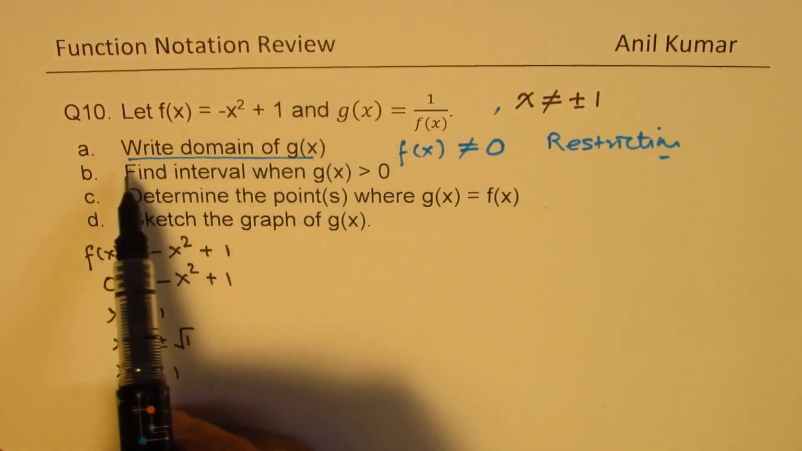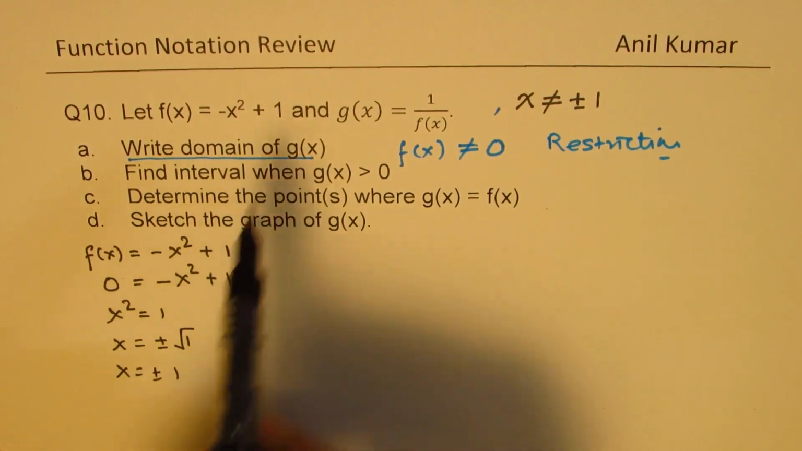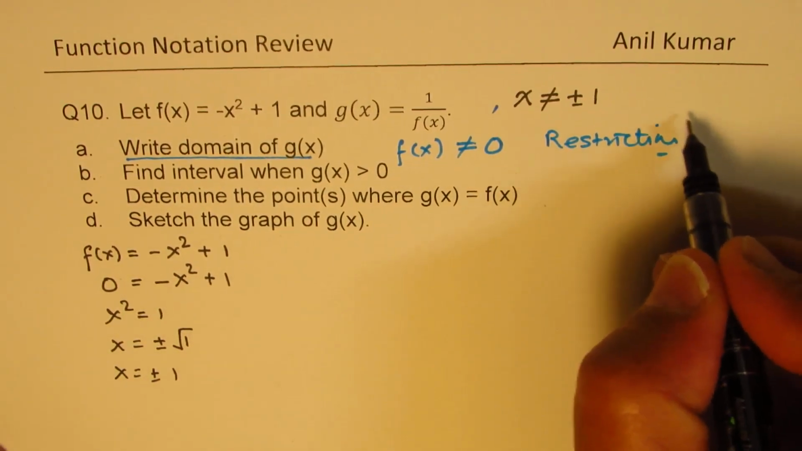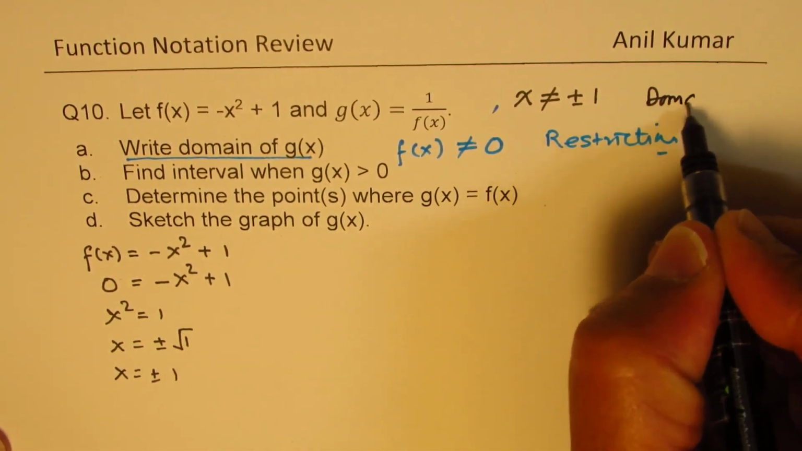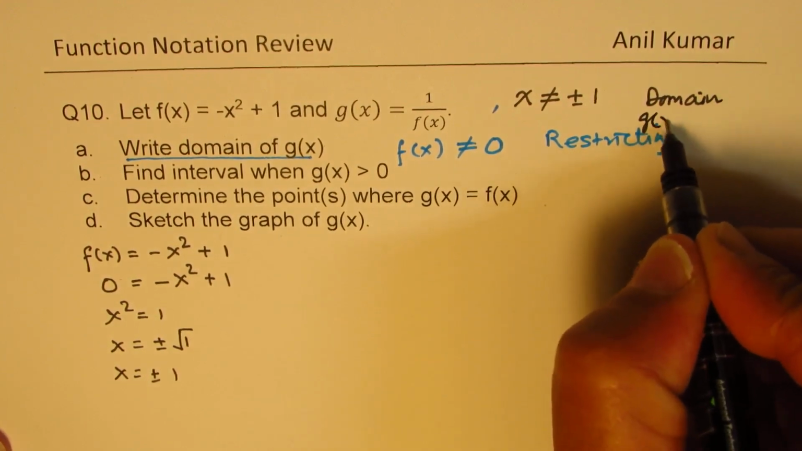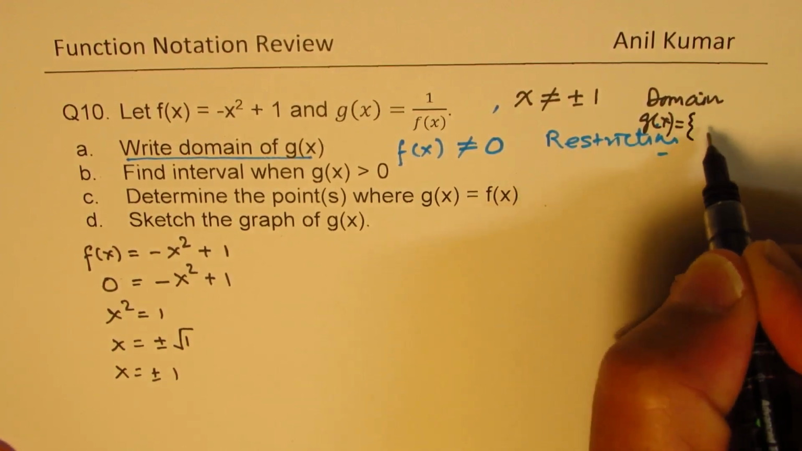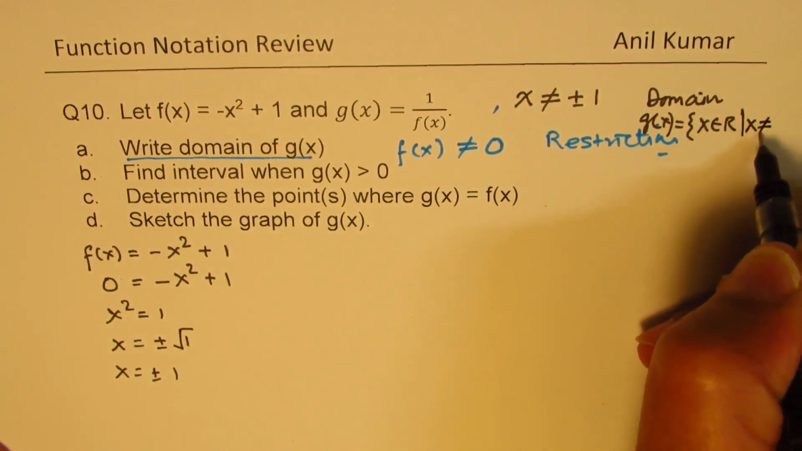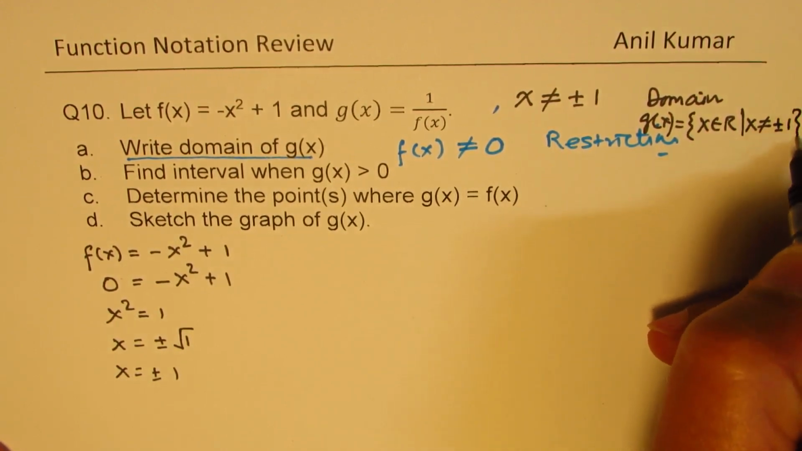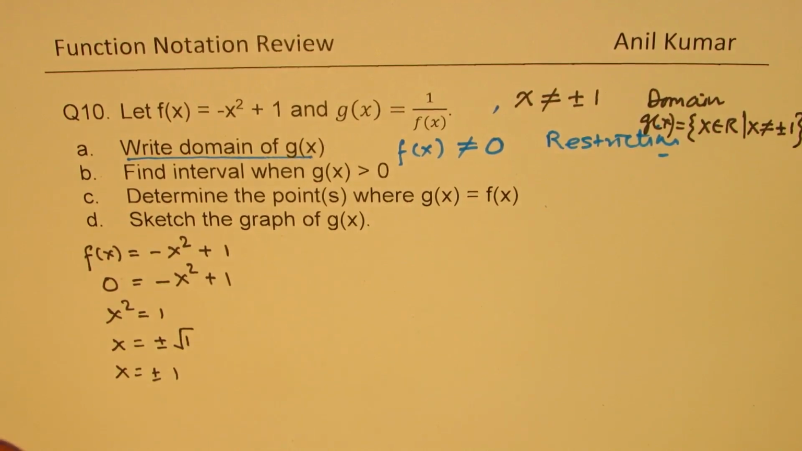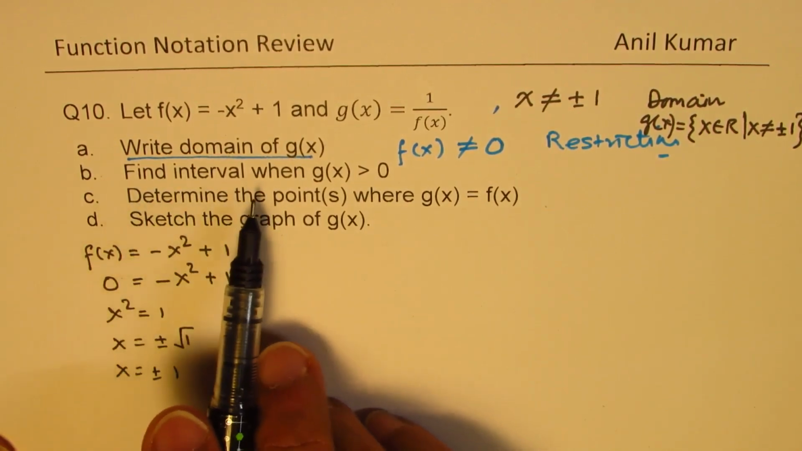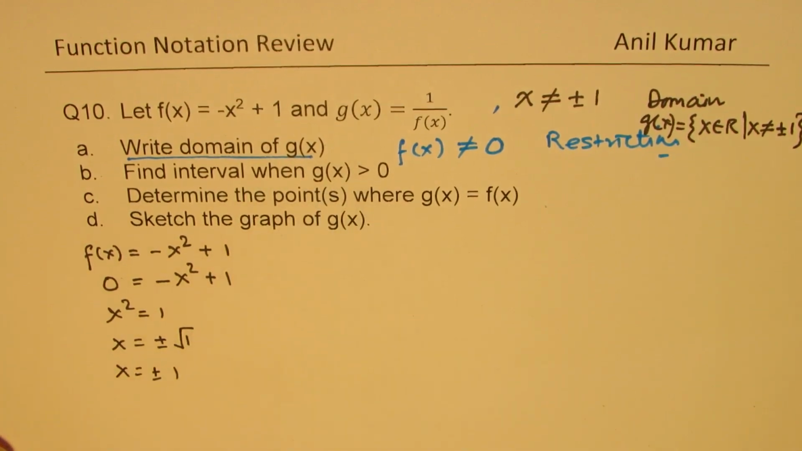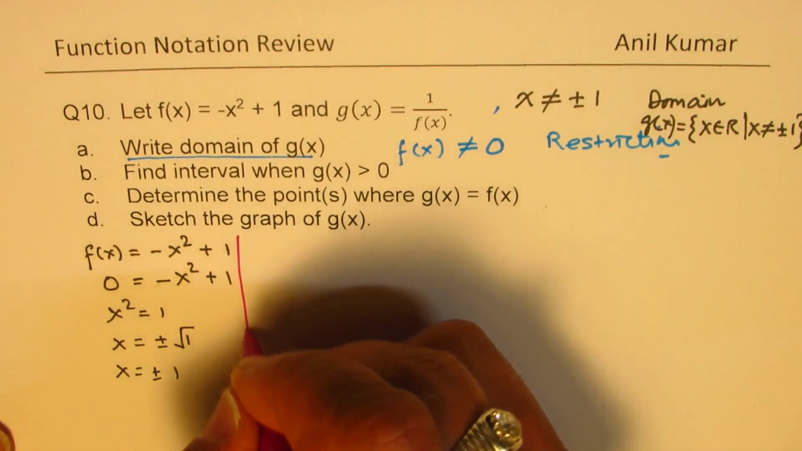Now, the question was really to find the domain, right? So we can now write the domain as, what? So domain of g of x is x belongs to real numbers where x is not equal to plus minus 1. Clear? So that is how we are going to write the domain. Part B is find interval when g of x is greater than 0.